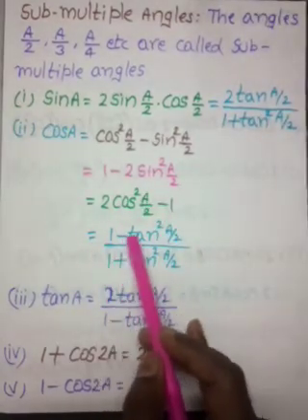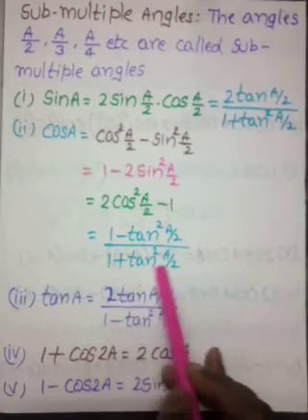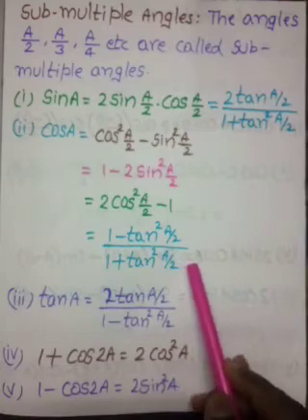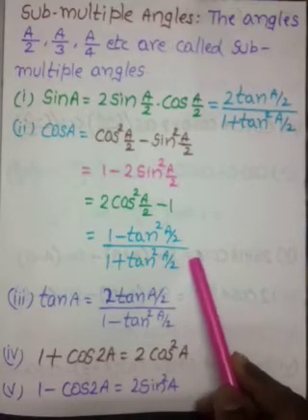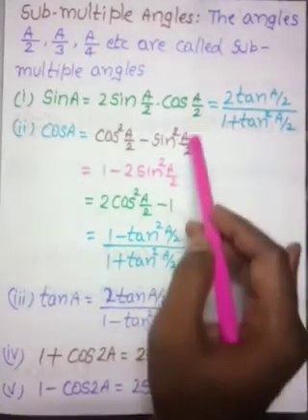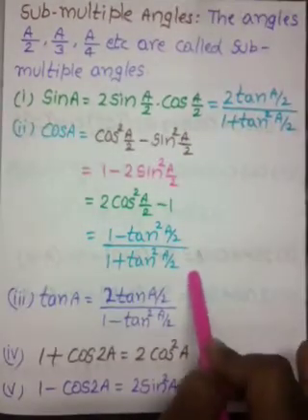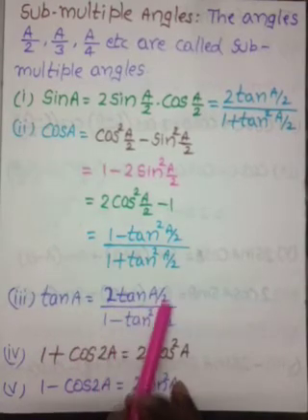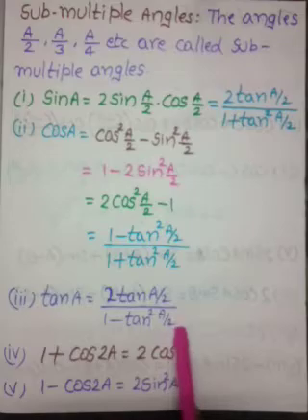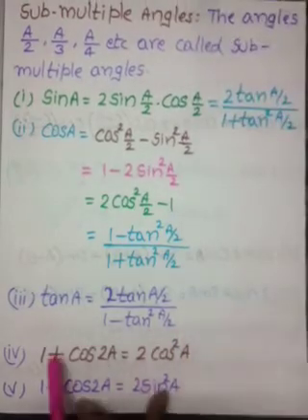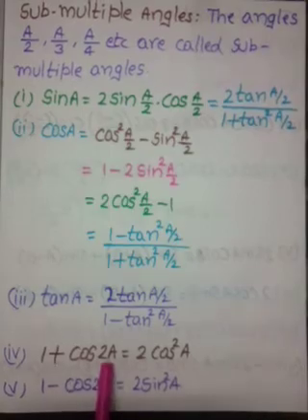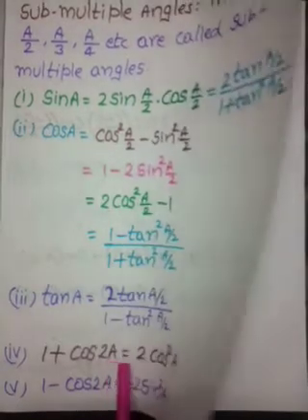That is equal to (1 minus tan square a by 2) by (1 plus tan square a by 2). All these formulas are derived from multiple angles only, replacing 2a by a. Similarly, tan a is equal to 2 tan a by 2 by (1 minus tan square a by 2). These are also very useful formulae, also derived from multiple angles.